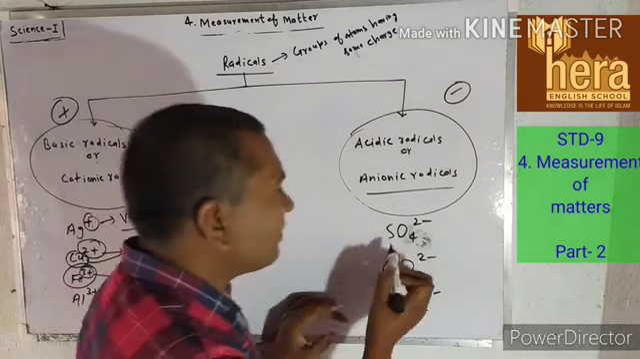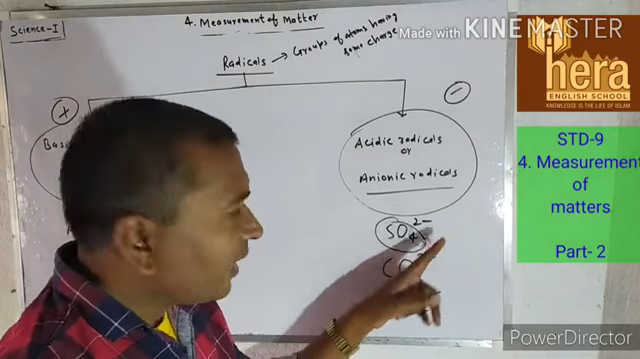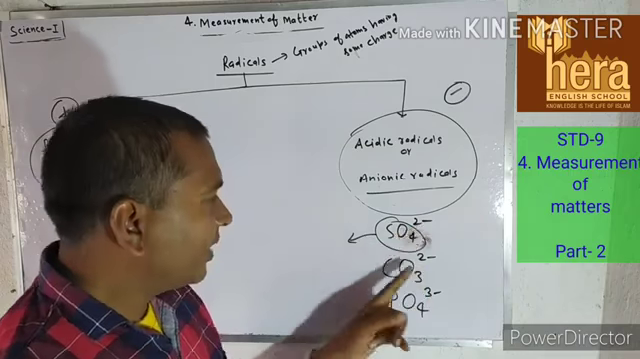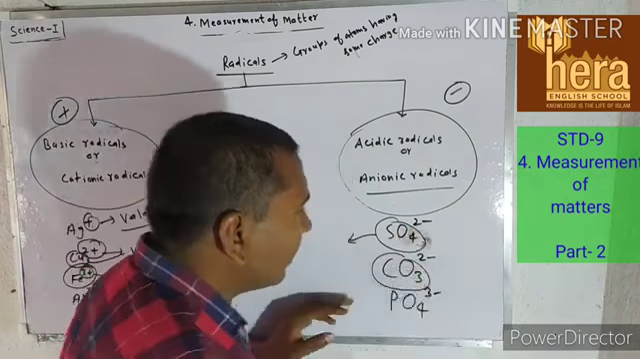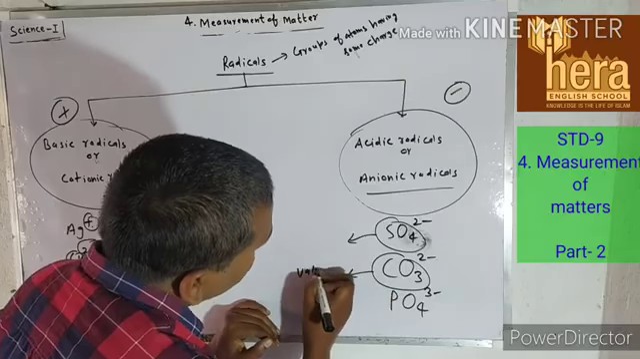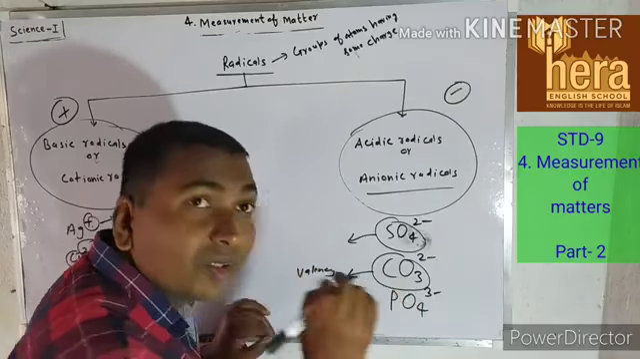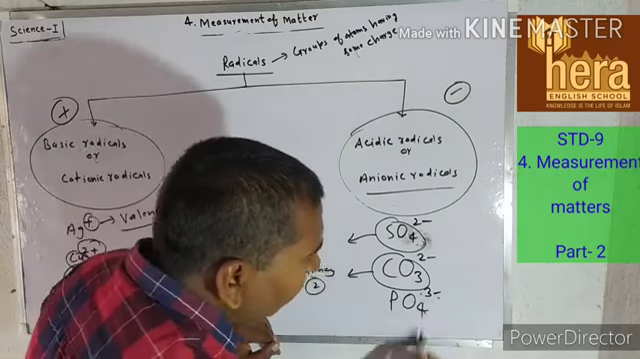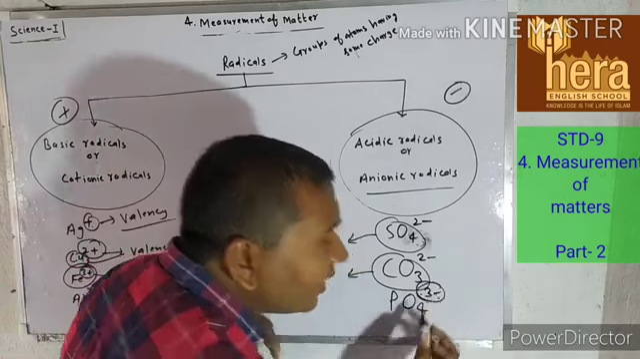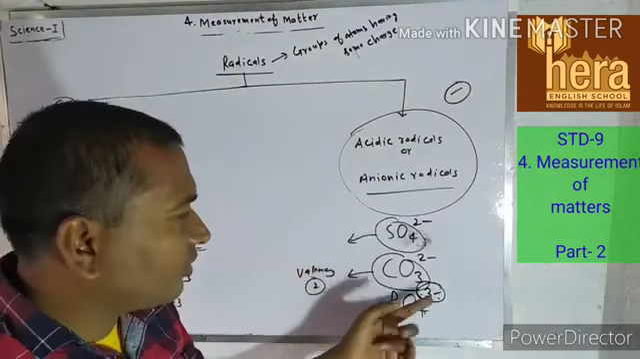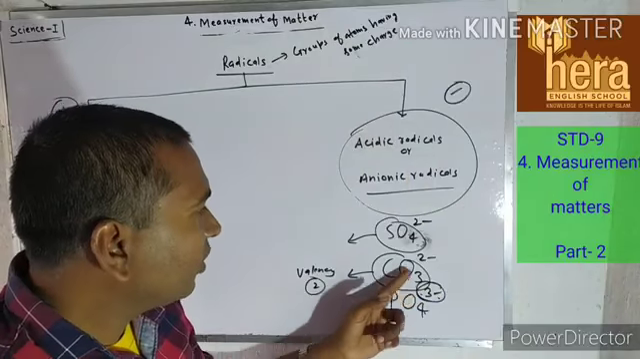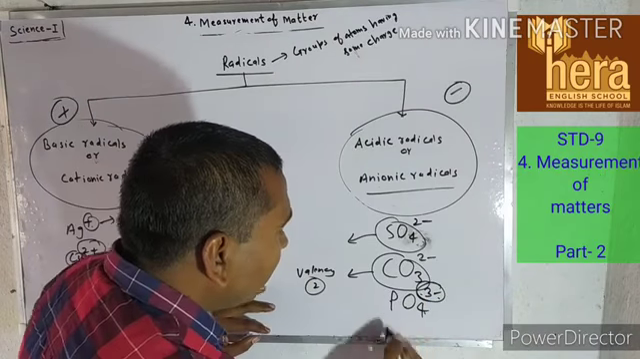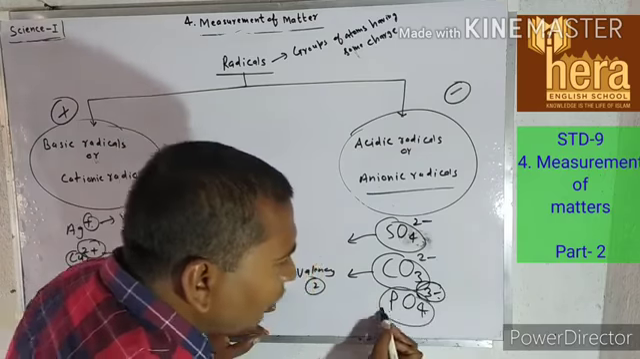Similarly, SO4 means sulfate, 2 minus, it means valency of sulfate is 2. Similarly, CO3 2 minus, it means valency of carbonate is 2. PO4 3 minus, minus represents they have taken 3 electrons. 2 minus means they have taken 2 electrons. PO4 means phosphate.